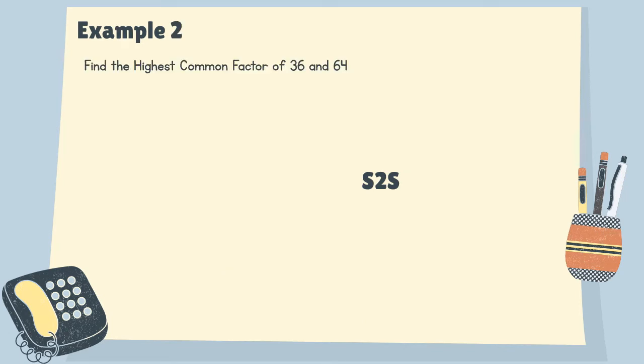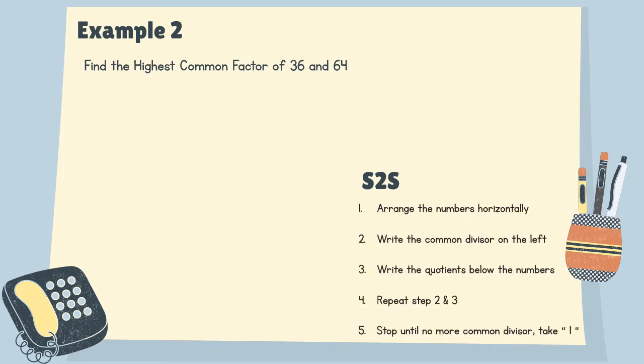Example 2. Find the highest common factor of 36 and 64. Our steps to success are on the side. First things first, arrange the numbers horizontally. You prepare your stairs and then write down the two given numbers. So that is step 1. Step 2, write the common divisor on the left.